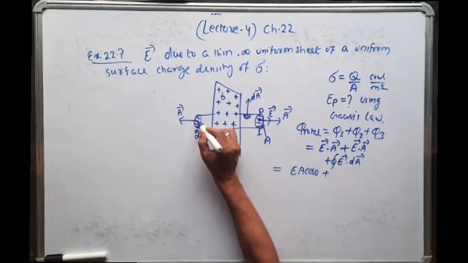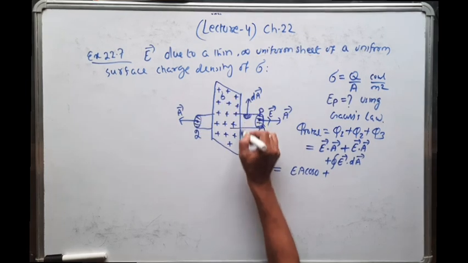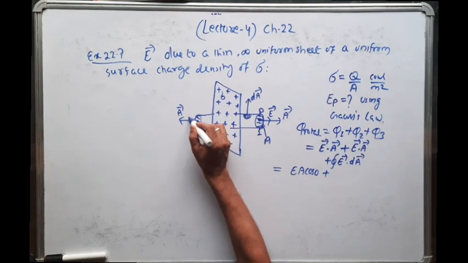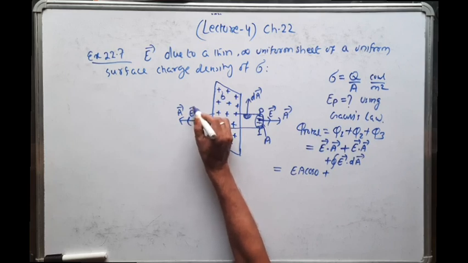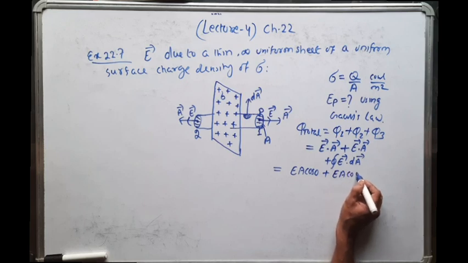Similarly, here this is the point where I have to find the electric field intensity. This is the positive plate. So due to the positive plate, electric field intensity is away from it. So here electric field and area vector are in the same direction. So theta is equal to 0. So for the second surface, the flux is equal to EA cos 0.